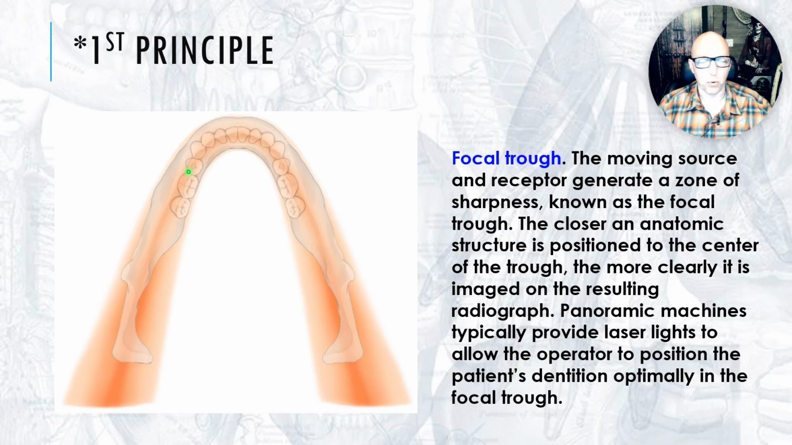And so that's why it's important that the patient is lined up correctly. They should be lined up with their dentition in the focal trough. People have different shaped jaws. Some people have large jaws, others have smaller jaws. That's why you have these different settings you can choose on a panoramic machine, to hopefully tailor it to your patient.